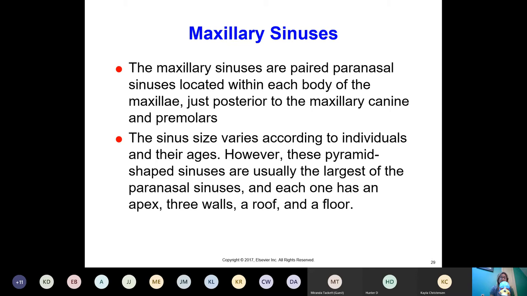However, these pyramid-shaped sinuses are usually the largest of the paranasal sinuses, and each one has an apex, three walls, a roof, and a floor. So when you're talking in detail about sinuses, we talk about the different areas. Now, the one we really care about is the floor of the sinus, because if you look at where your sinus is located on the skull, it would be right in here. And so right here is your alveolar process. So the roots of your teeth and the floor of your sinus a lot of times can meet. And that's why some people have more discomfort when they have sinus problems than others, or when they have a cold and their teeth hurt because their sinuses are full.